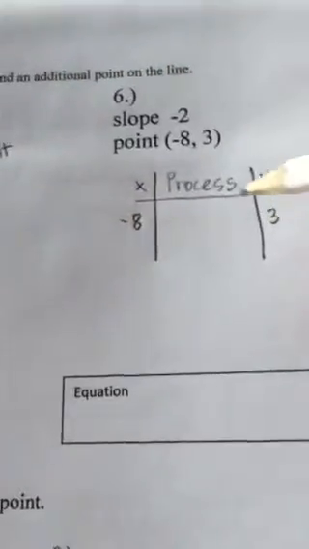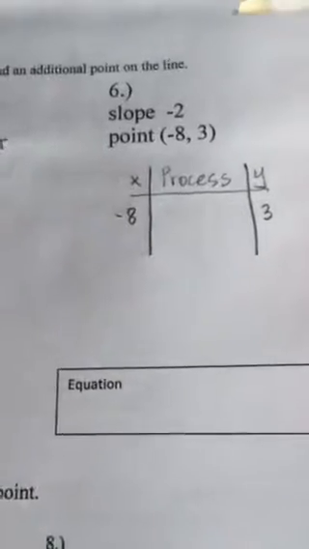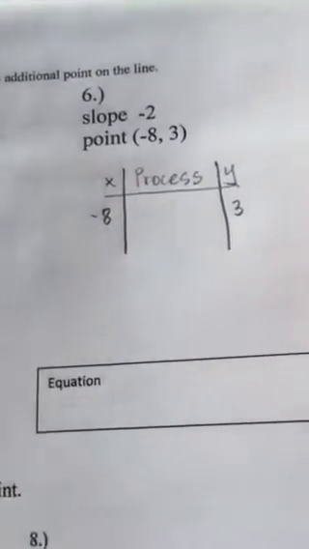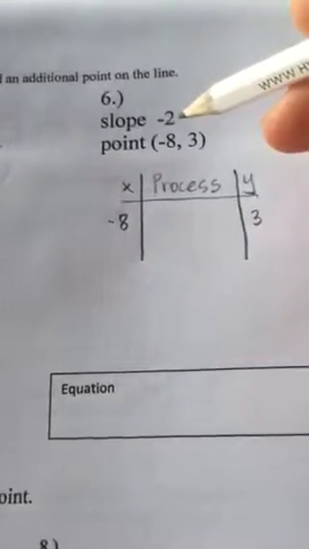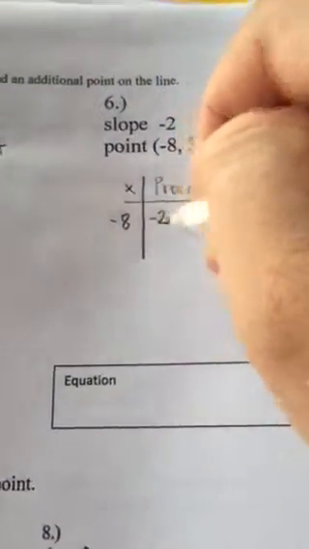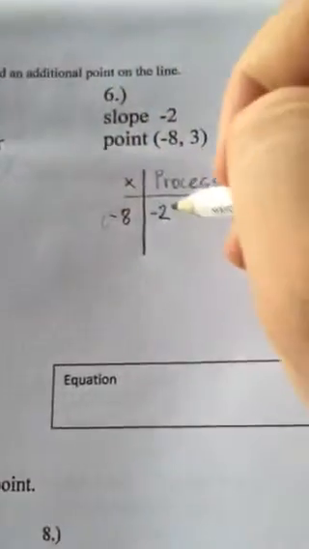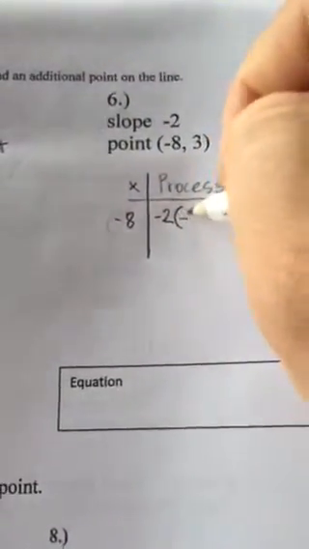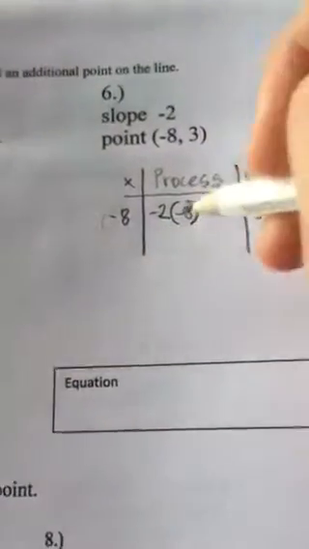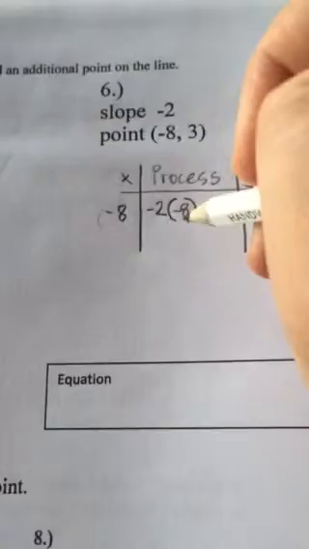So I know what I'm going to do right here in my process column is I'm going to fill in all of the numbers that I can. So for mx plus b, I know the m is negative 2. That's the slope. X is going to be whatever number is right here. In this case, it's the negative 8. So I'm going to do negative 2 times negative 8 because it's m times x plus the b value.